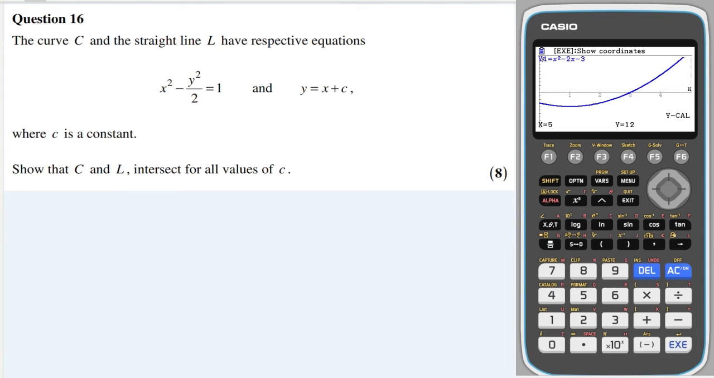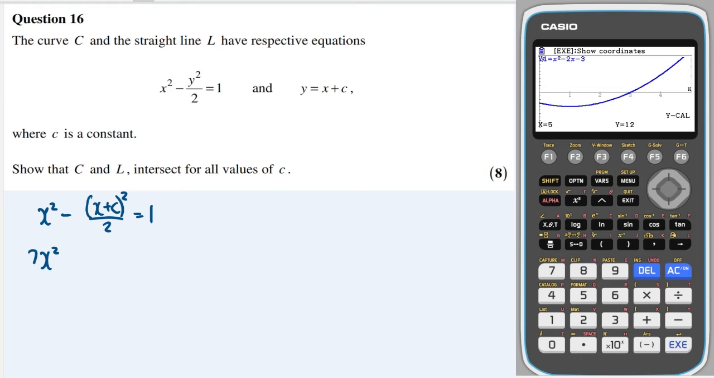Okay, we have a curve and the straight line L have respective equations. Got that one out finally. Show that C and L intersect for all values of C. Wowza. Right, well let's solve them simultaneously, I guess. I'm not sure where this is going to go, but I'm looking forward to the ride. So x plus c squared over 2 is equal to 1. Let's expand out.